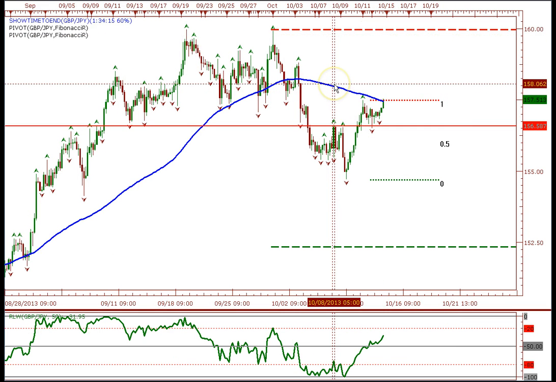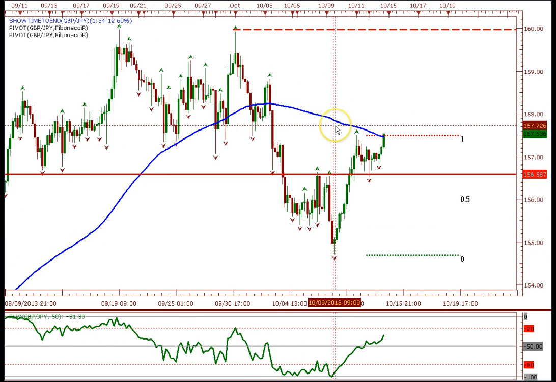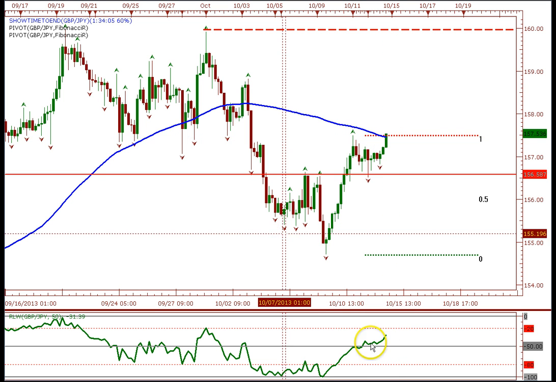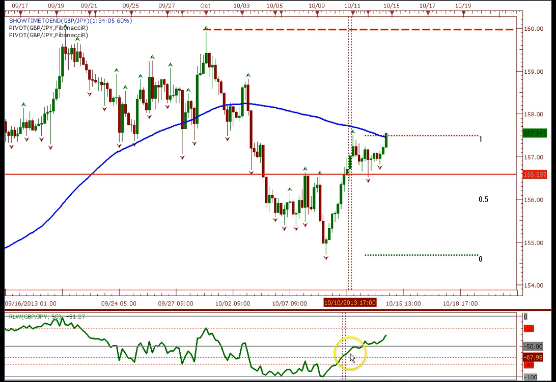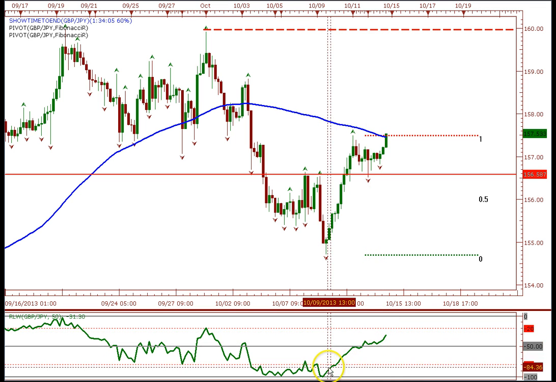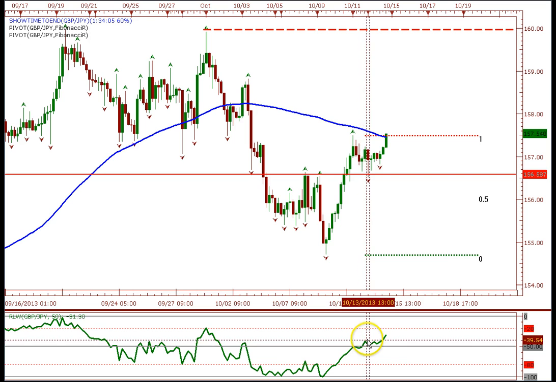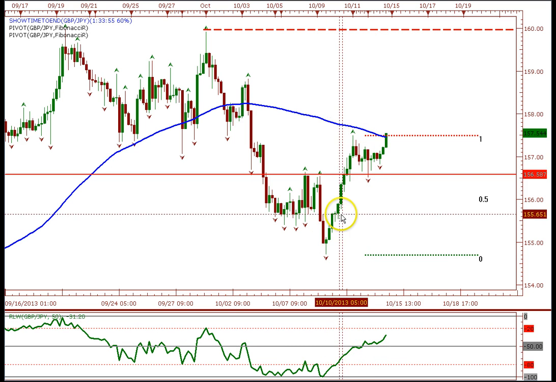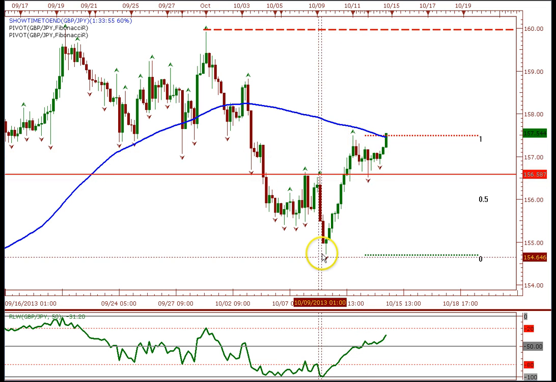Pound yen, same thing. We have a lot of resistance on this pound yen though. The pound yen is up against the 100 period moving average and the previous week high, and we have yet to reach the overbought level. So we're showing strength based on the indicator. You could see the indicator moving up and breaking up through the -50 level, and also you could just look at the market and you can see the strength of it coming up.